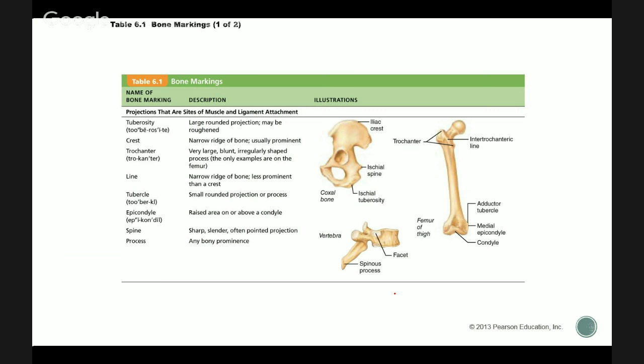We also have some other things that we talk about as far as bone markings. And if you look in your notes at page 2, we're skipping Roman numeral 3 just for a second as I just introduce you to this table here.